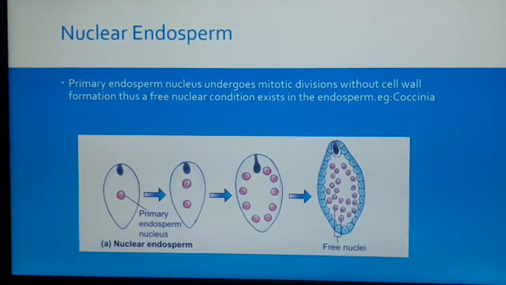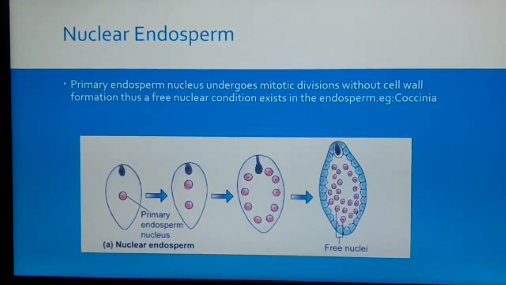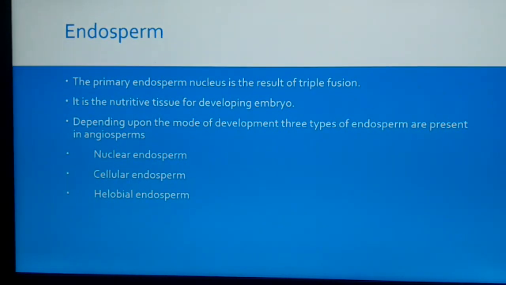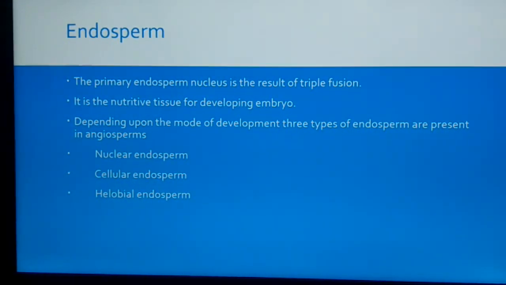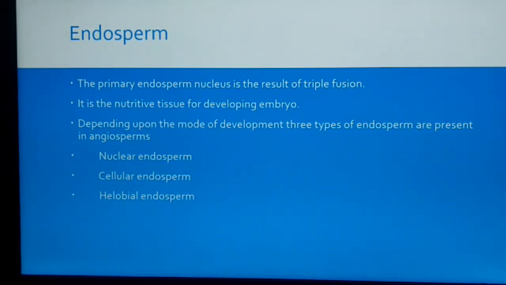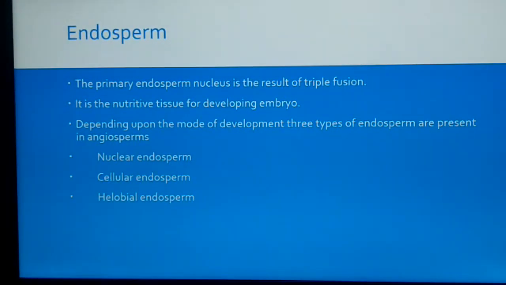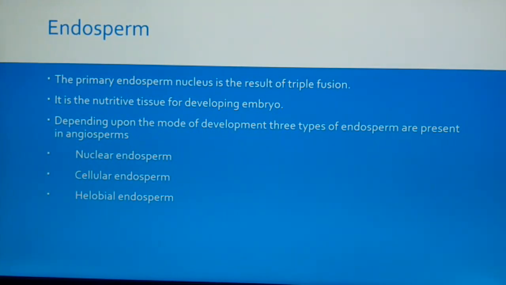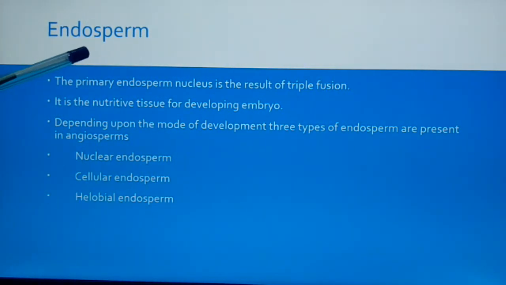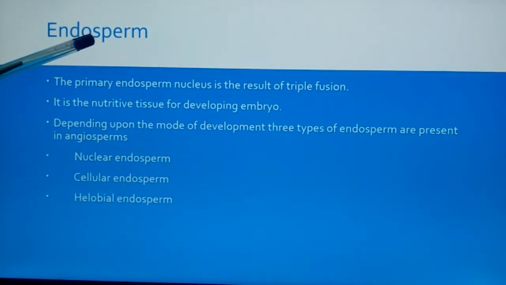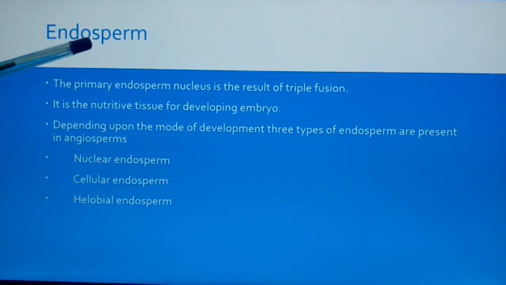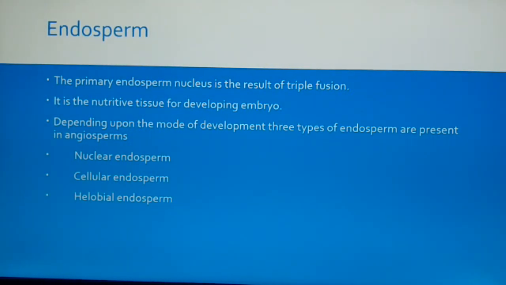The primary endosperm nucleus is the result of the triple fusion. That is, the two polar nuclei fuse with one sperm nucleus to form endosperm. The endosperm carries a total of 3n chromosomes. The polar nuclei carry diploid chromosomes and the one sperm nucleus carries haploid chromosomes. So the endosperm is triploid in nature. It carries 3n chromosomes. The endosperm is a nutritive tissue and also a regulatory structure that nourishes the developing embryo.